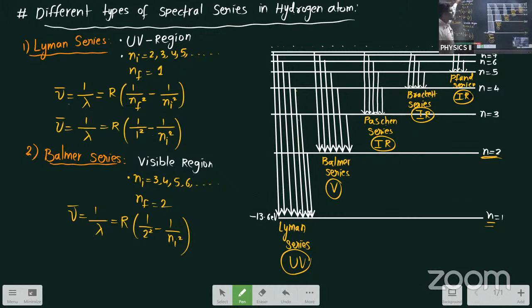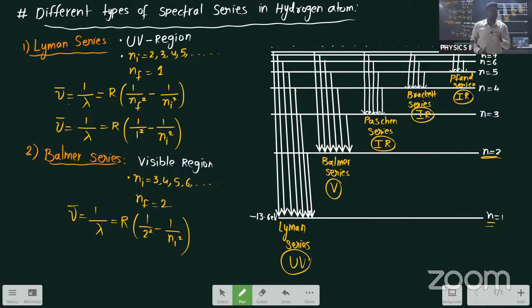What are the different types of spectral lines we are getting? We are getting Lyman series, Balmer series, Paschen series, Brackett series, and Pfund series. Whenever an electron jumps from any of the higher energy orbits to n is equal to 1, we'll be getting the Lyman series. Whenever an electron jumps from any of the higher energy orbits to n is equal to 2, which series will we be getting? We'll be getting Balmer series.